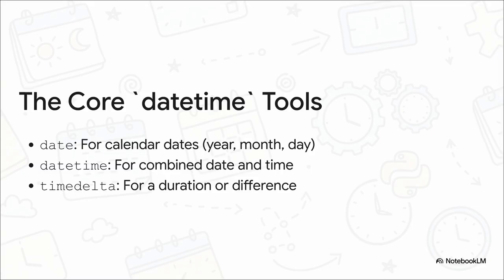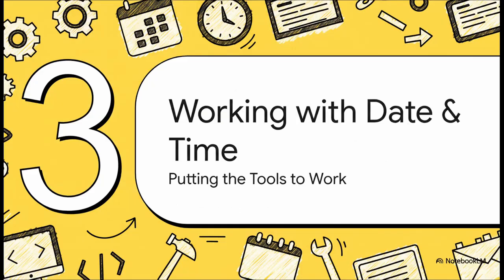Now, you'll find you keep coming back to 3 main tools. First, there's date, which is super simple. It's just for the year, month, and day. Perfect for birthdays. Then you've got datetime, the whole shebang. Date and time, right down to the microsecond. And finally, my favorite, timedelta. This is your magic wand for doing math with time. Okay, that's enough theory. Let's get our hands dirty and actually put these tools to work. You'll see just how intuitive this all is once you start writing the code.